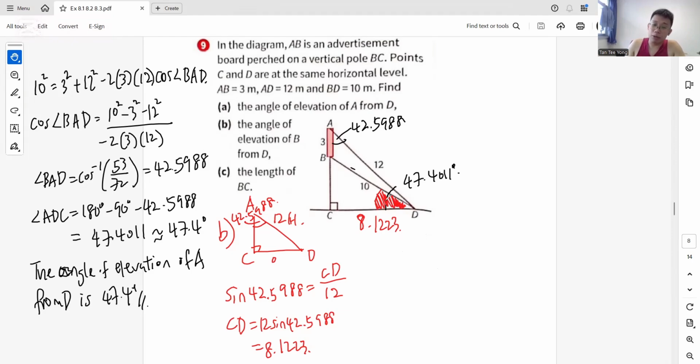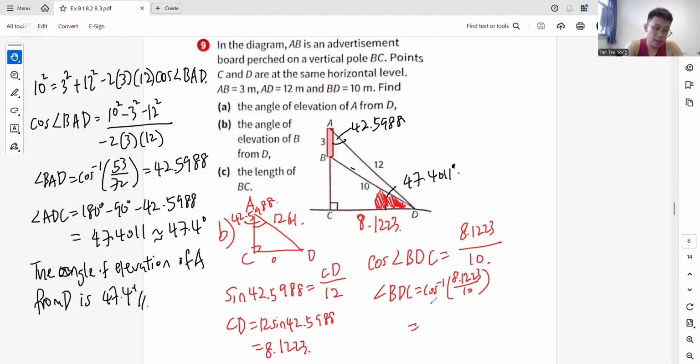Now how to find this angle BDC, using SOH CAH TOA again. This is the angle that we want to find. This is the adjacent, this is the hypotenuse. So cosine angle BDC equals adjacent over hypotenuse, 8.1223 over 10. So angle BDC equals cosine inverse of this value, and it will give us 35.6853. Rounding off to 1 dp, 35.7 degrees.